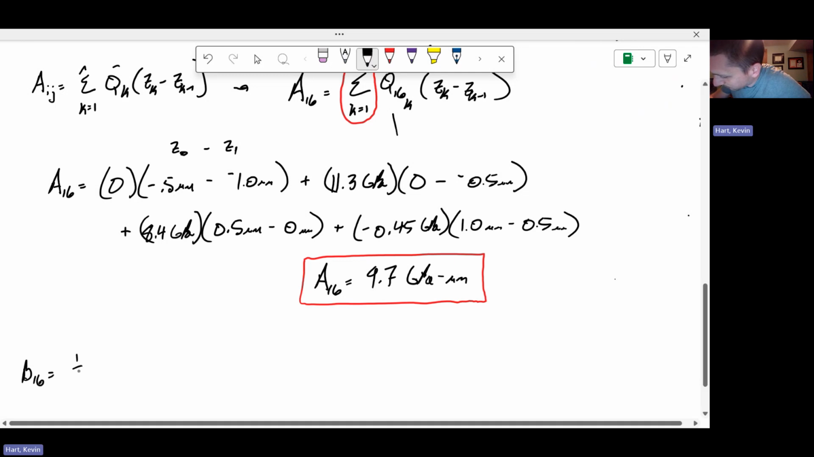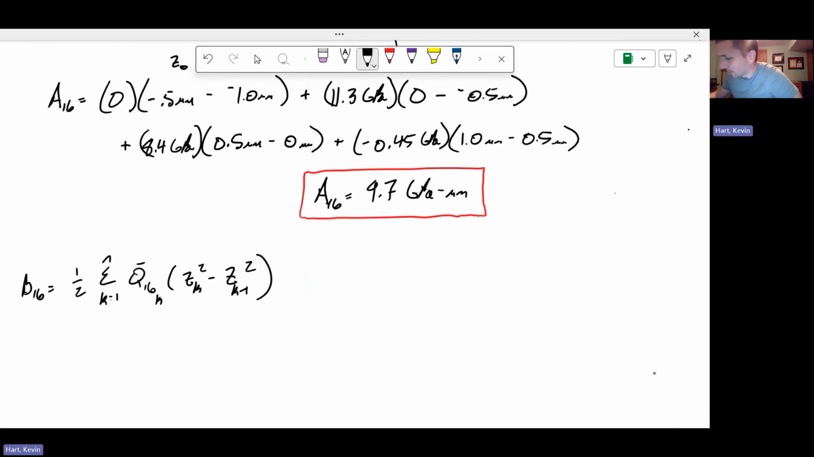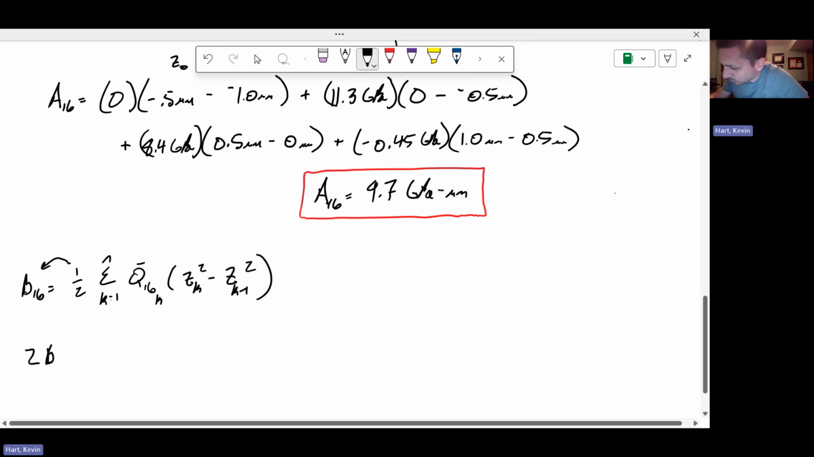B16 is 1/2 summation k equals 1 to n of Q bar 16 of layer k times zk squared minus zk minus 1 squared. So this one's a bit different. All right, let's go ahead and get on with it. I'm actually going to move the 2 to the other side, so we have 2 B16. I just moved the 2 to the other side. It is equal to, let's look at the first layer, we have 4 layers of our composite.